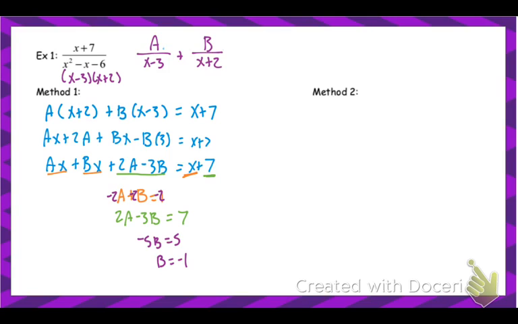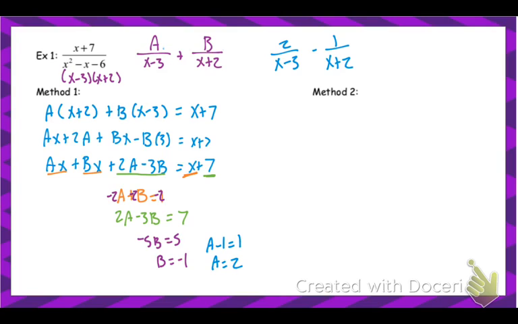Once I know what b is, I can plug it back in, and I get that a equals 2. So that means this original fraction would break down into 2 over x minus 3 minus, well, I'm going to do plus negative, or minus, 1 over x plus 2.